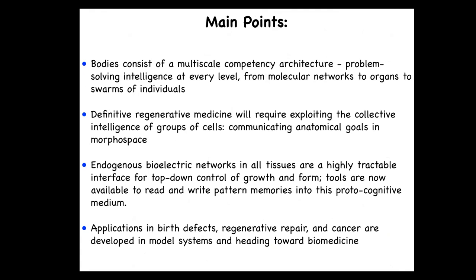So the main points I would like to transmit today are these. I'm going to talk about this notion of a multi-scale competency architecture and the way that many layers of the organism solve problems in different problem spaces. And I'm going to talk about this notion that cells, tissues, organs, and so on, quite literally, have a kind of collective intelligence, meaning problem solving in different spaces. And I'm going to argue that definitive regenerative medicine will require us to exploit that collective intelligence and communicate our anatomical goals to this collective.